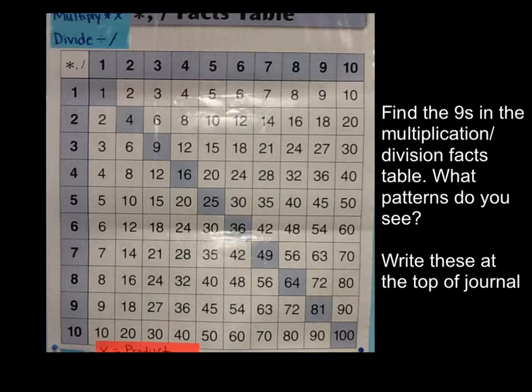Find the nines in the multiplication/division facts table. What patterns do you see? Write these at the top of your math journal, page 58. So you're looking down the nines. What kind of patterns do you see from here to here?